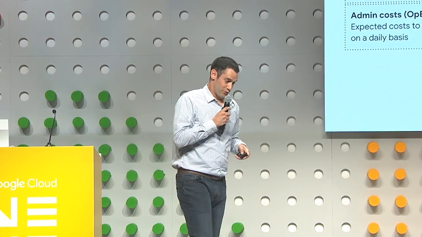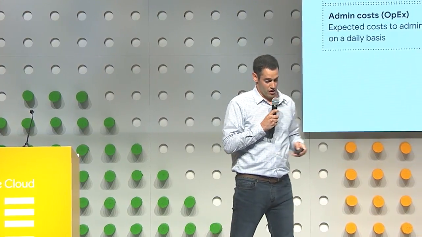So when we bucketize OpEx, we do it in two ways. First, it's just traditional OpEx. So that's time and manpower spent dealing with deployment, configuration, procurement, et cetera. This isn't necessarily focused on the actual application or the data. That's what the next category is for, which is around the administration costs.